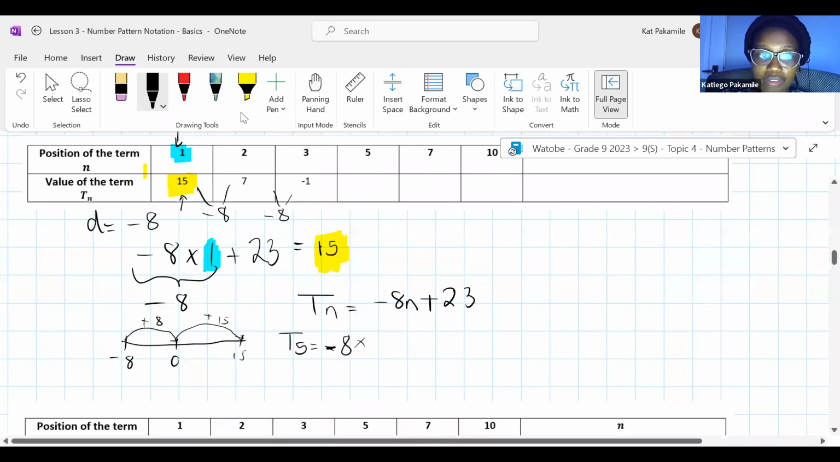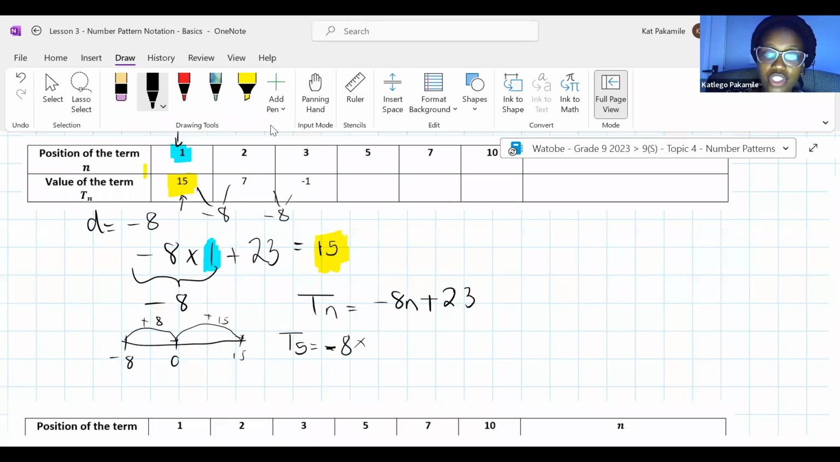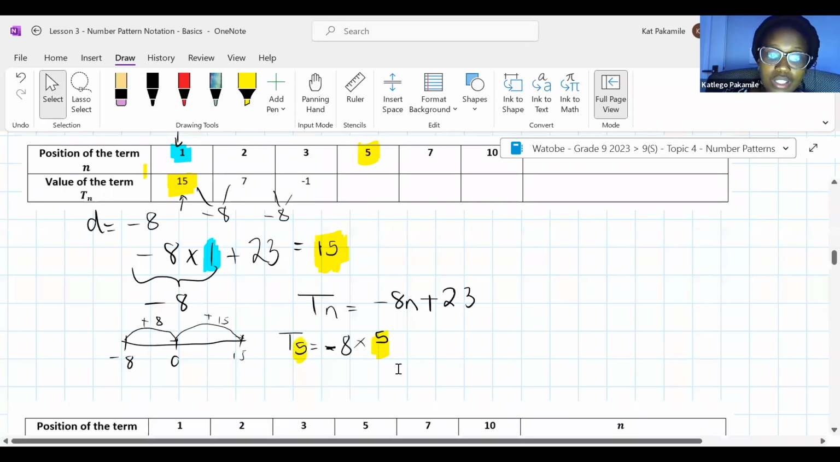No, we're looking for the one in the 5th position, number 5. So what do we have to times by? There's a 5 already there. What do you have to times by? We have to times it by 5. Yes. And then you add 23. So what is our T5?